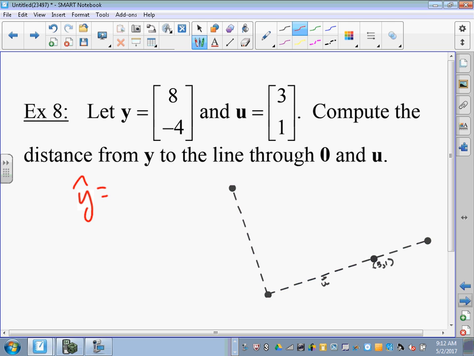Let's just go ahead and wave our hand to that math. Y dot u over u. Yes, it's going to be 2u, right? So y hat is going to be 2 times u, which is going to be 6, 2.